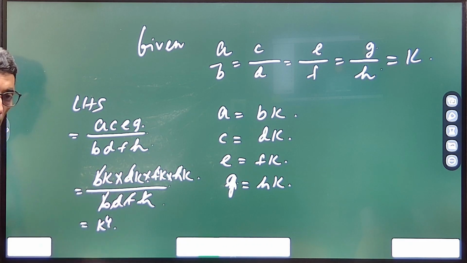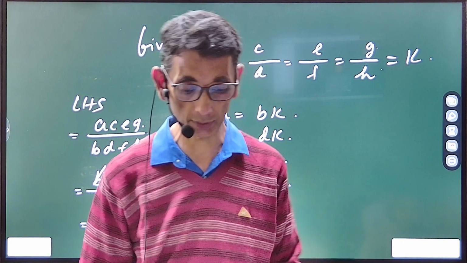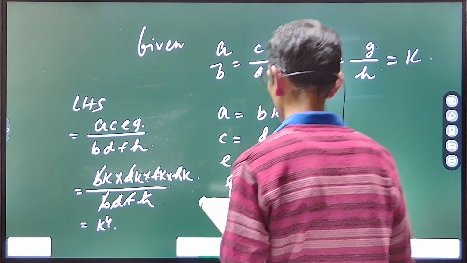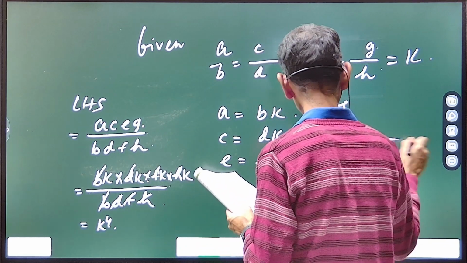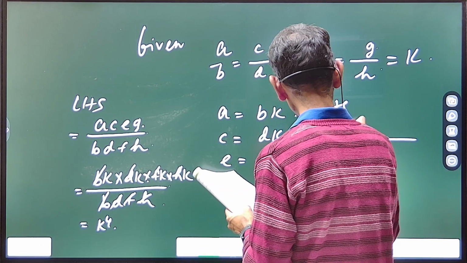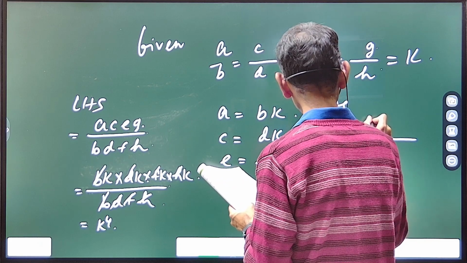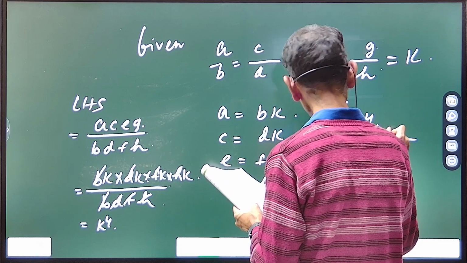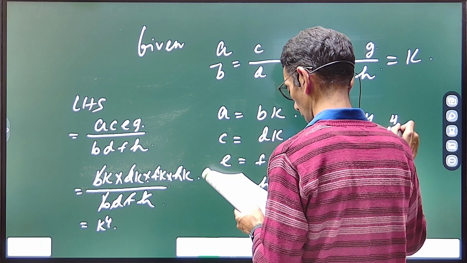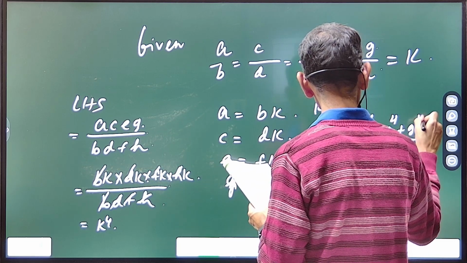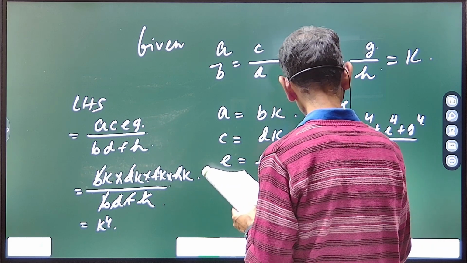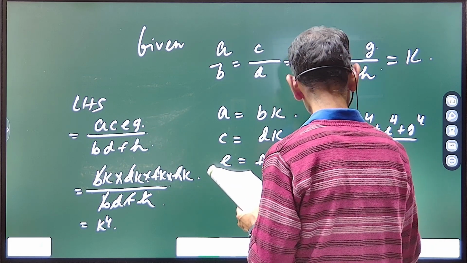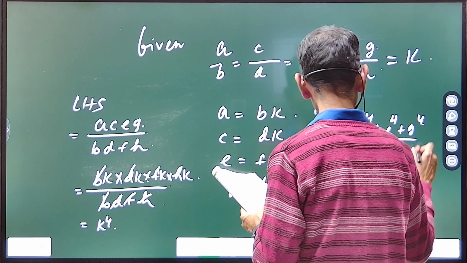Done? Now we have to do the right hand side. The right hand side will also give k to the power 4. What is the right hand side? The right hand side is a to the power 4 plus c to the power 4 plus e to the power 4 plus g to the power 4, divided by b to the power 4 plus d to the power 4 plus f to the power 4 plus h to the power 4. Is this given?